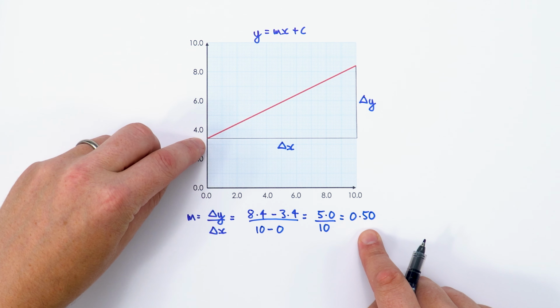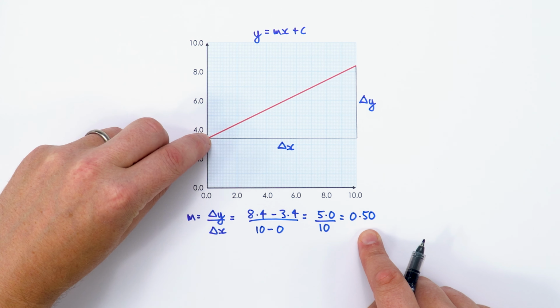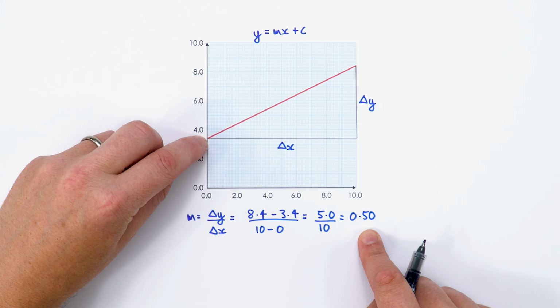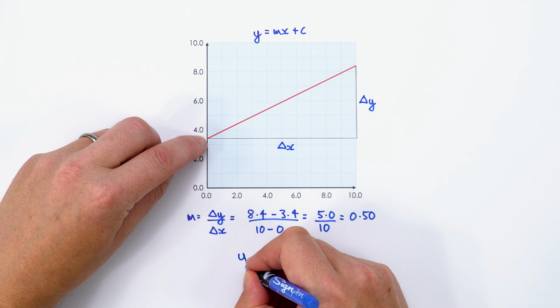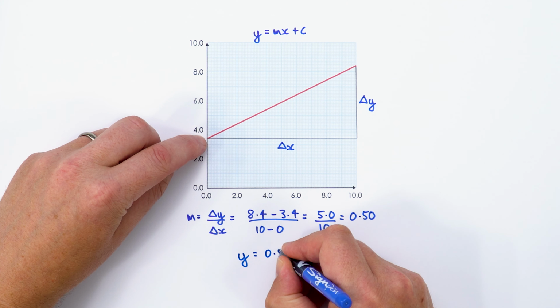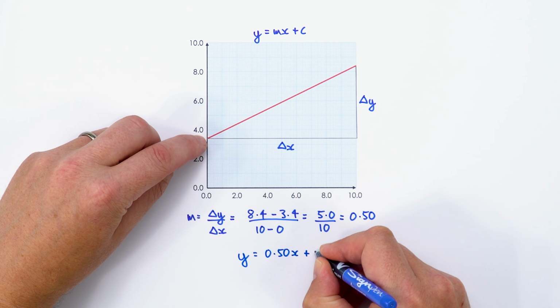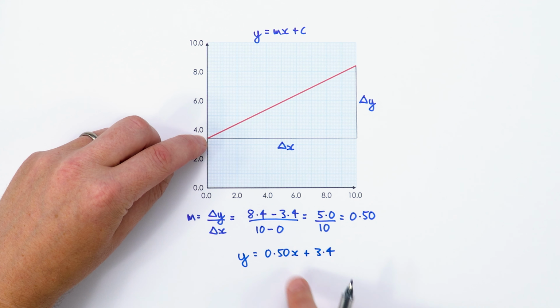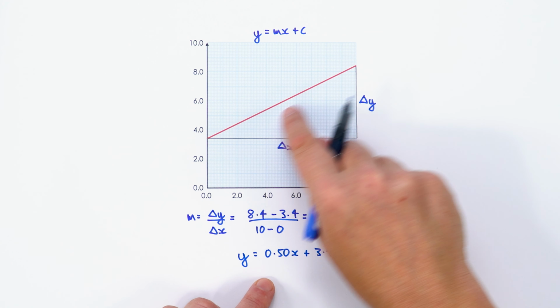And actually, looking at this, the y-intercept, where the line meets the y-axis at 0, is equal to 3.4. So we could also write this as y is equal to 0.50x plus 3.4. So that is the equation for this particular line. So that's all there is to it.